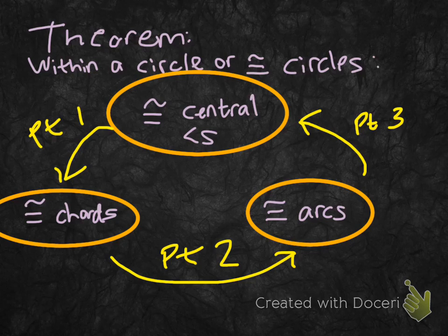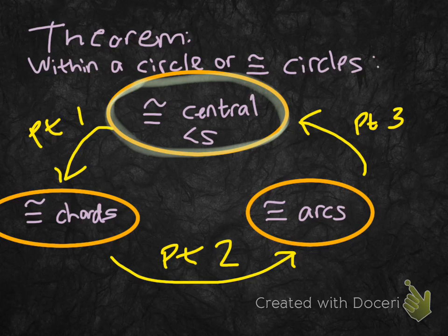So you may see, like in your book or a workbook that you're using, it'll have it like part one, part two, part three. I think it's easier just to see that these are all connected to each other. If you're given congruent central angles, well, that implies congruent chords, which therefore implies congruent arcs, which then goes back around to implying congruent central angles. So they're all connected in that way.